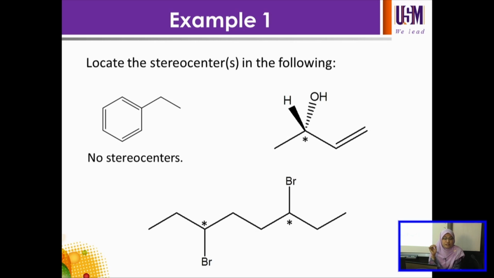Even though there are stereocenters in this molecule, it does not mean that it is chiral, because if you put this molecule in front of a mirror, you will see that this molecule has a superimposable mirror image. So this compound is actually achiral.